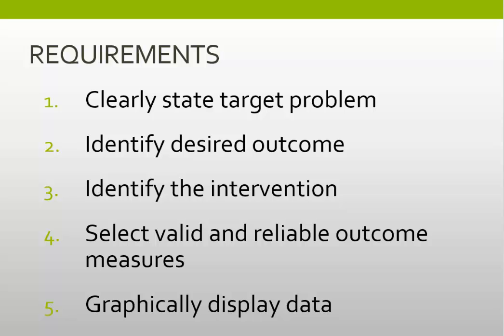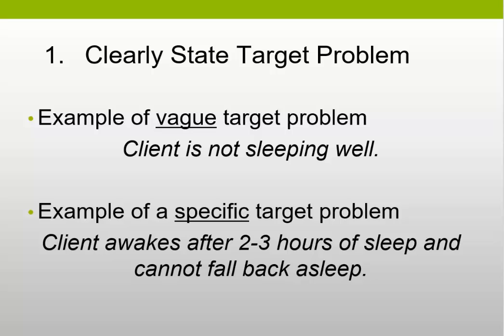Next, we will review the requirements for conducting single subject designs, and there are 5 listed on this slide. First, the target problem or target of change needs to be clearly stated. The researcher must be specific. Vague descriptions of the problem will not suffice. So, for example, a vague target problem description is the client is not sleeping well. To make this more specific, the problem could be more specifically stated. The client awakes after 2 to 3 hours of sleep and then cannot fall back asleep.